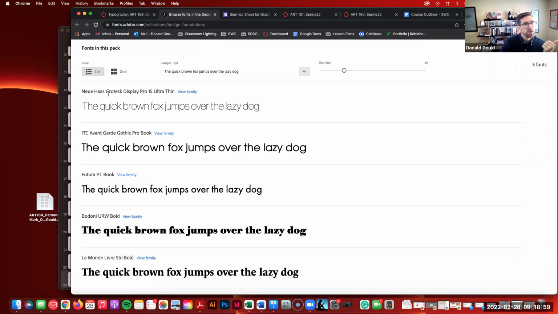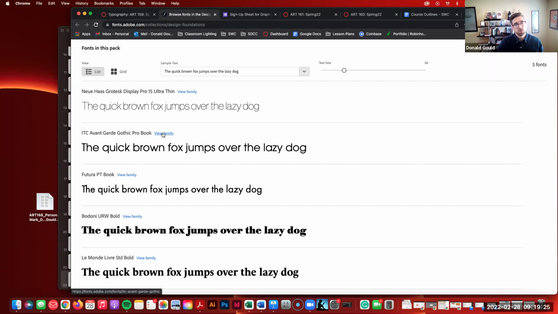So remember, this is a great example here. Let's look at this one here, this ITC Avant Garde Gothic Pro Book. So this is actually a font, right? This is a specific version of this typeface. It's Gothic Pro Book, which essentially means regular. It's a standard weight for that. You could certainly use this for this assignment.